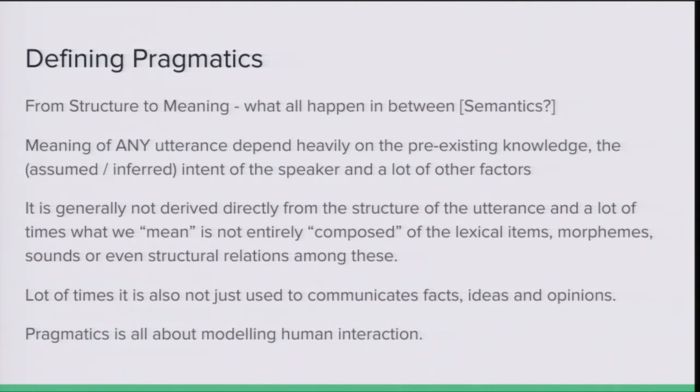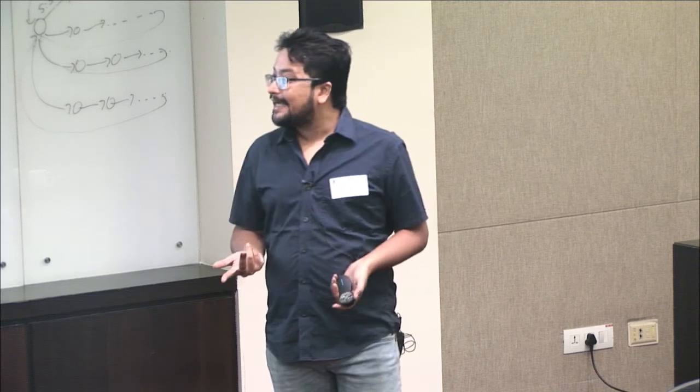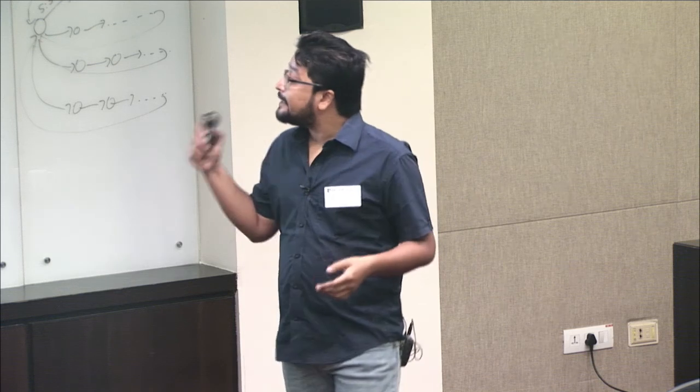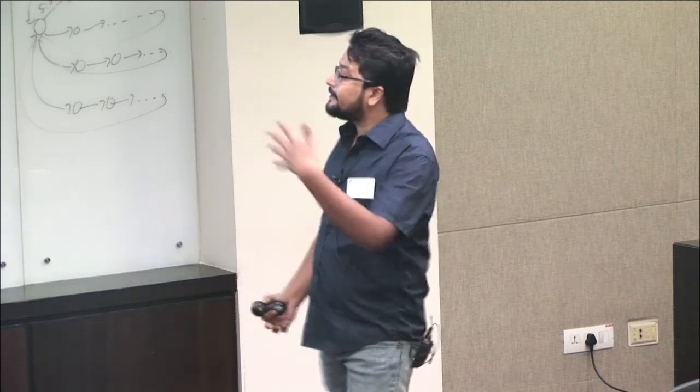So pragmatics is generally where you move from structure to meaning, and whatever happens in between, I would call that pragmatics. There are a lot of people who would call that semantics, and there has been no good way of actually distinguishing between semantics and pragmatics, and there are strong semanticists and strong pragmaticists. For me, semantics is really a small part of pragmatics, the bigger thing. Say you have 10 options and you choose one of those and you say that's the semantics of it. For any utterance that you have, the meaning depends heavily on the pre-existing knowledge, the assumed or inferred intent of the speaker, and a lot of other factors which I cannot really list out.